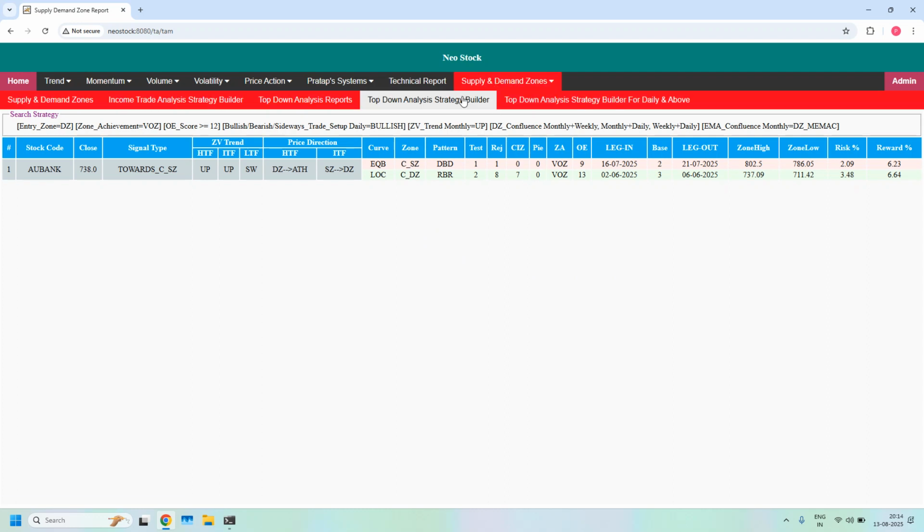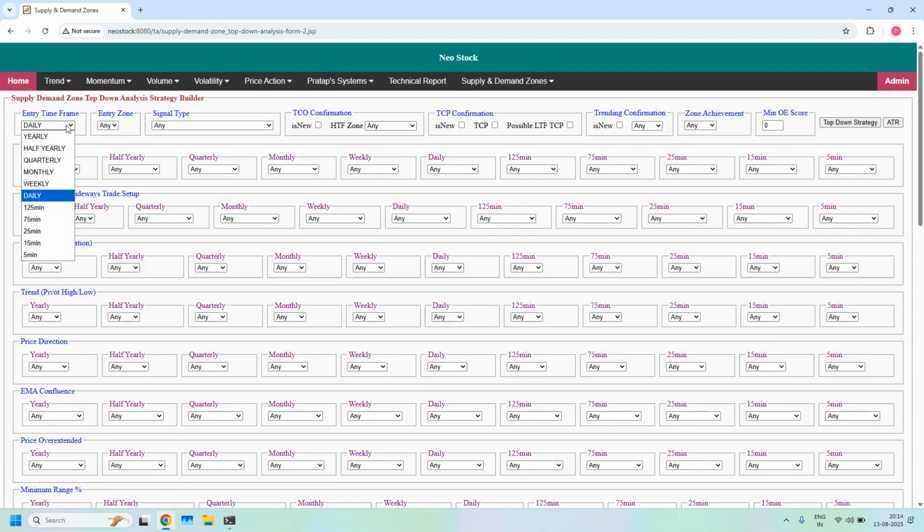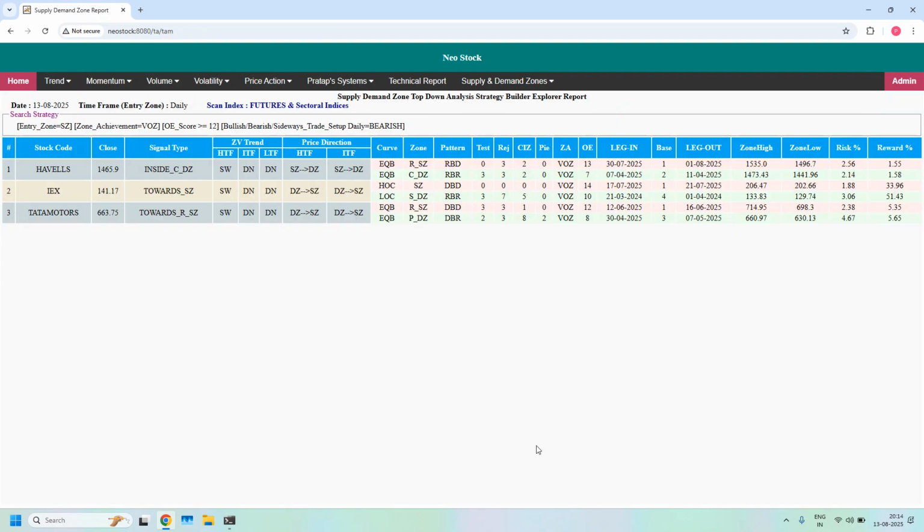Next, the bearish trade setup for monthly income trade. Daily supply zone, entry time frame zone. Here, bullish or bearish, I am selecting bearish. Zone achievement violated, opposing zone, minimum odd enhance score 12, and we got 3 stocks. And all these daily supply zones are supporting a bearish trade setup for monthly income trade. Entry time frame zones are daily supply zones.